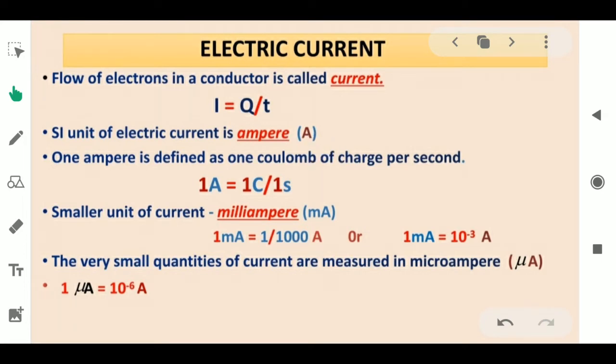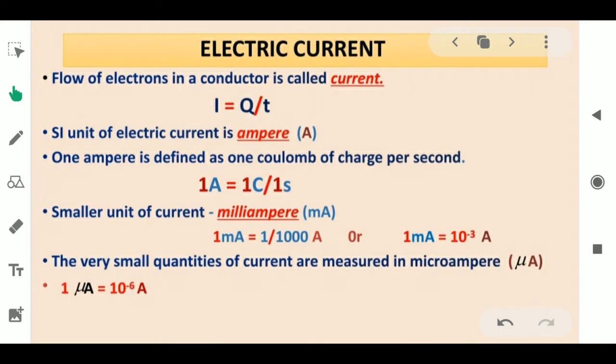Then the definition of 1 ampere. 1 ampere is defined as 1 coulomb of charge per second. 1 coulomb of charge that flows through the conductor in 1 second is what we call 1 ampere. So 1 ampere is equal to 1 coulomb by 1 second. Right?